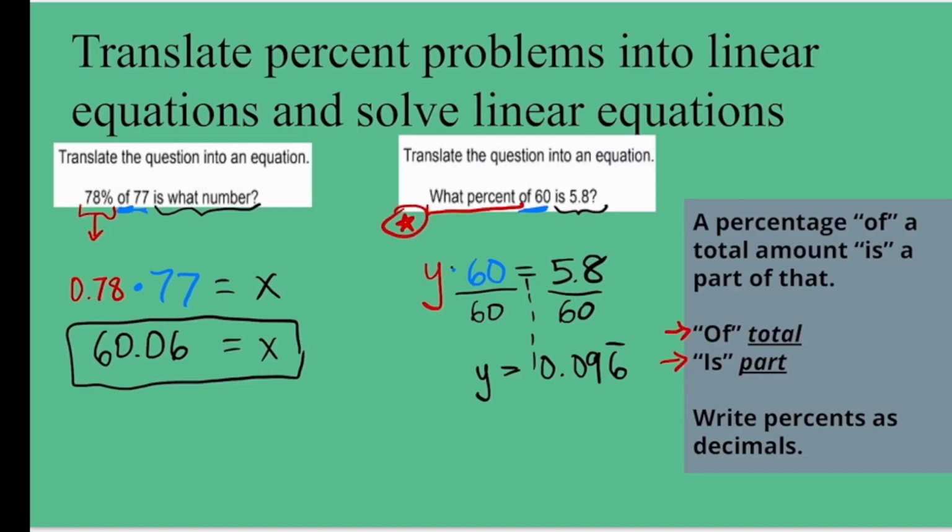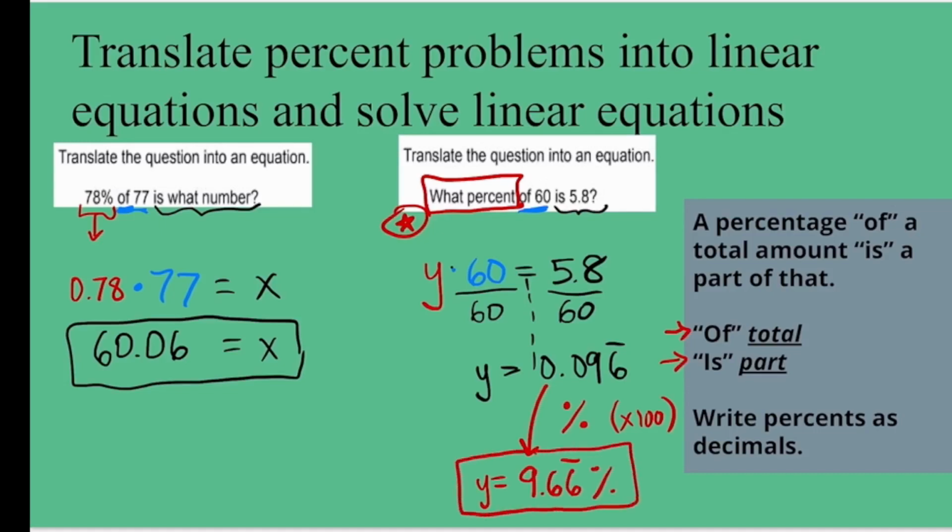This answer has not been converted into a percentage, which is what it's asking for, a percent. So to convert decimals to percents, you must multiply by 100. So if you take that decimal and you multiply it by 100, you would get 9.66 repeating as a percent. So depending on the directions and how you have to round, that's how you'd get your answer.